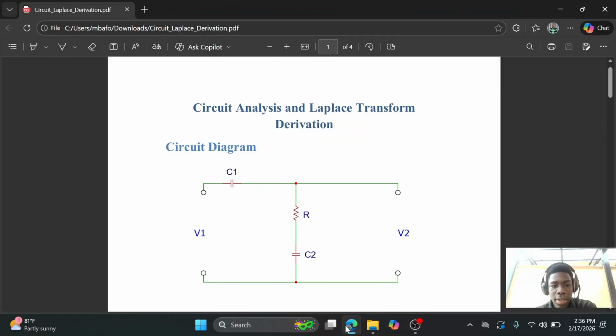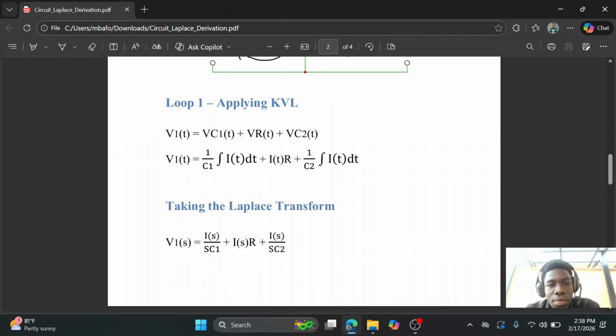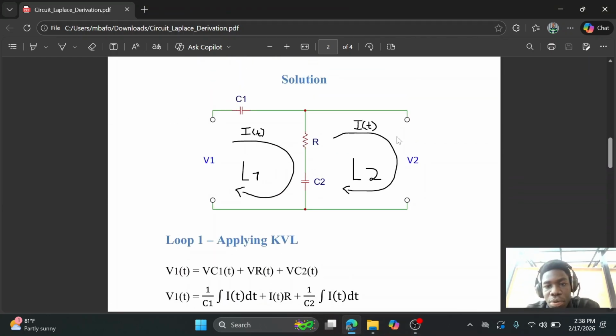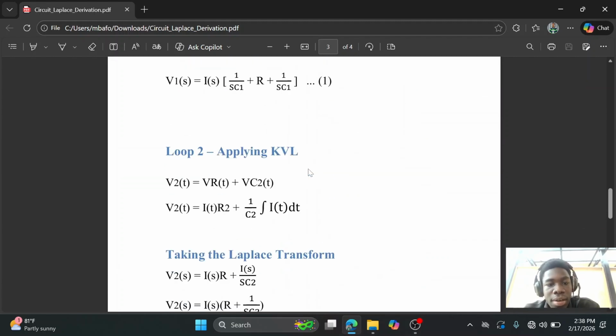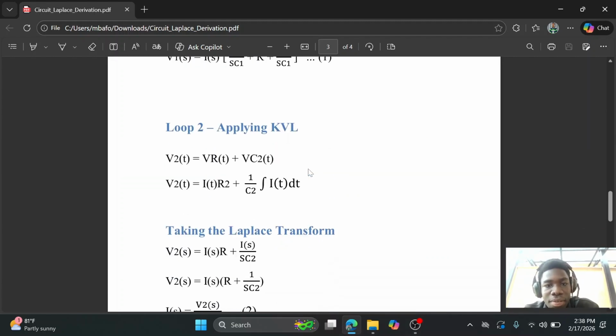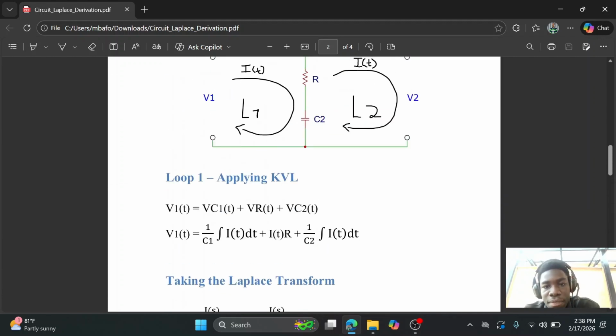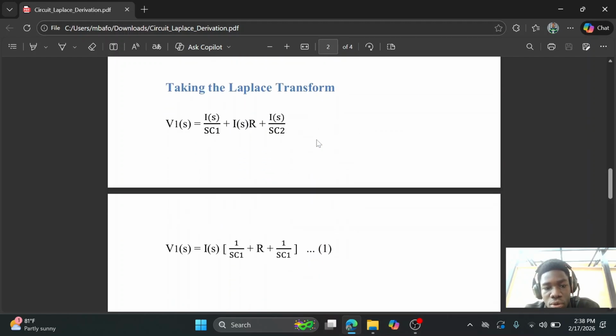Hello everyone, my name is Kofi Boache. Since we've already completed the first loop, we go ahead to find the voltage across the second loop through the output voltage as well. That would be equal to the voltage drop across the second capacitor plus the resistor, plus the voltage drop across the other resistor as well. Applying the KVL loop would also give us V2(t) equal to VR plus VC2.